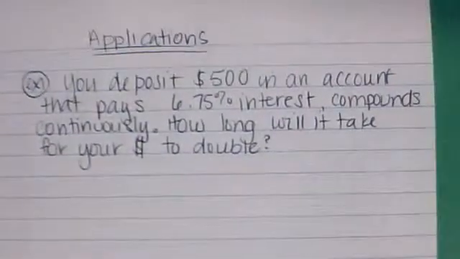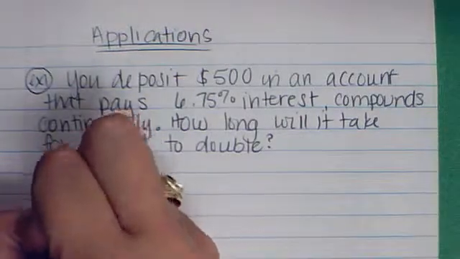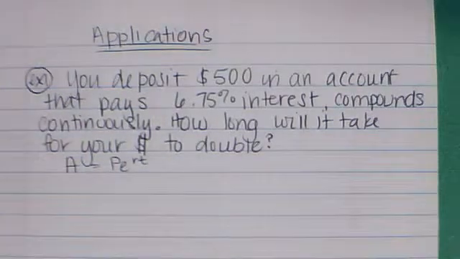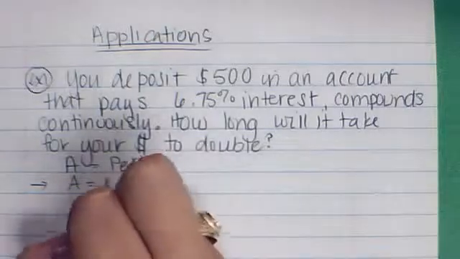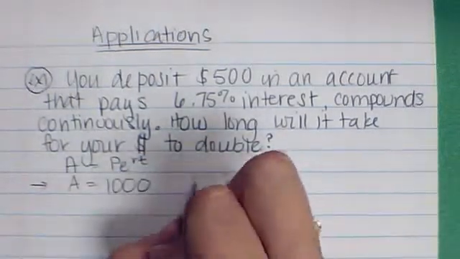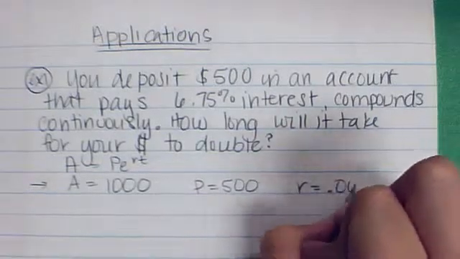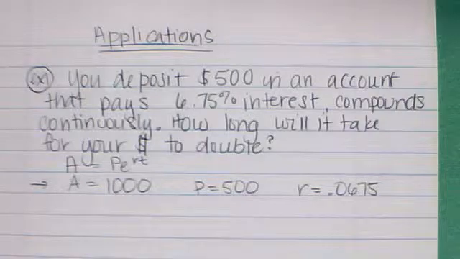Now, you will remember from a couple days ago, we learned a formula for how we calculate the amount if we have principal and we have the time and the interest. And that one was A equals P e to the rt. Remember, e was the one where we were talking about compounding continuously. If we double 500, we would get 1,000, so that's our A. Our P is 500. Our rate as a decimal is 0.0675. Remember, I have to change that to a decimal. And then I can plug all that in and solve for t.